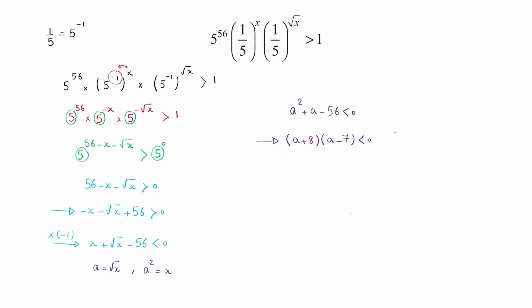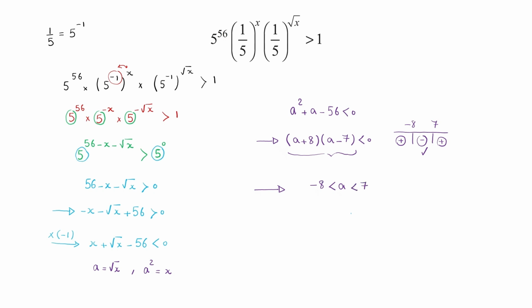And as you know, when we have a quadratic with the roots of minus 8 and 7, between these two roots is negative and those two other sides are positive. And I would like to use the negative part. Why? Because the multiplication of these two brackets is negative. Therefore, a is between minus 8 and 7.